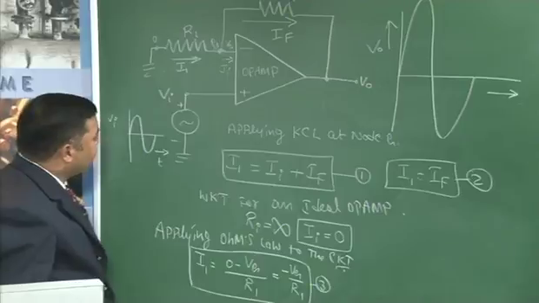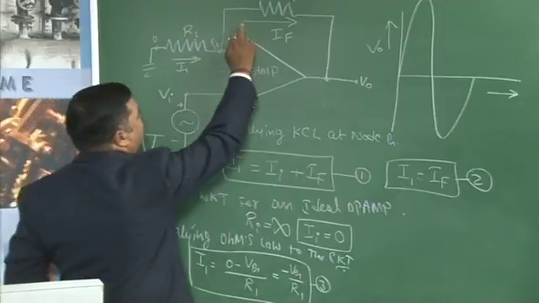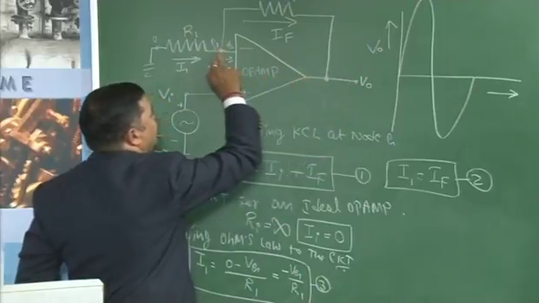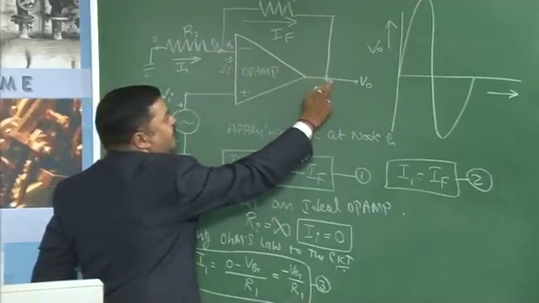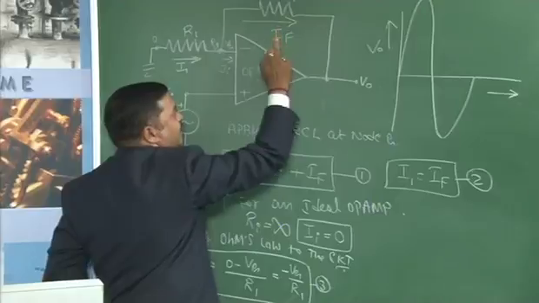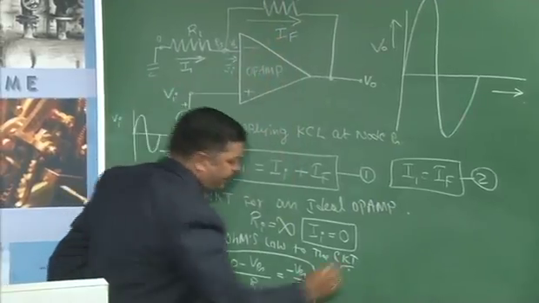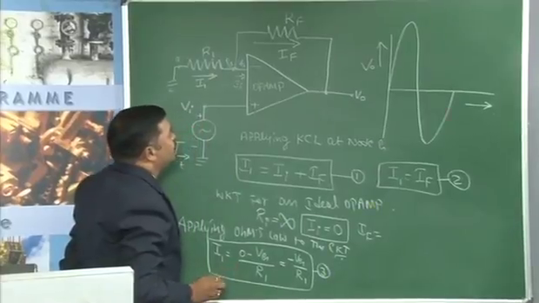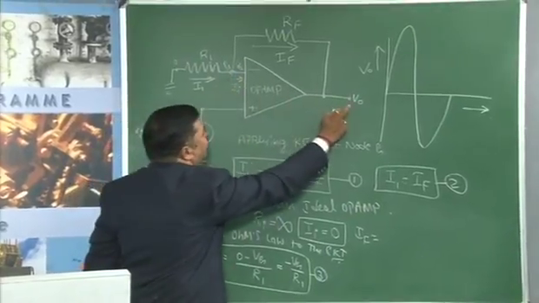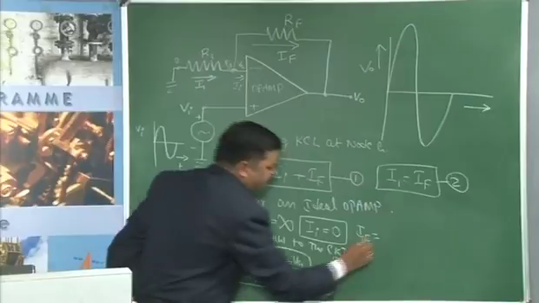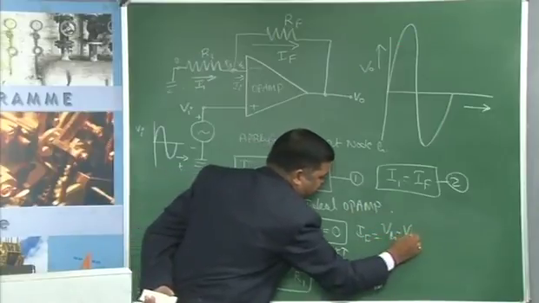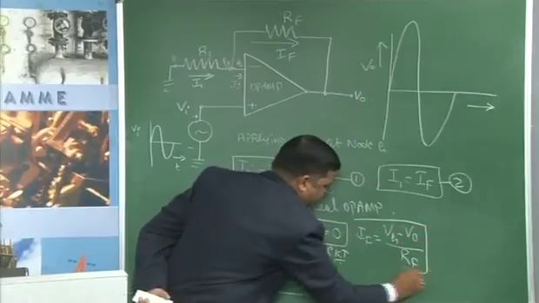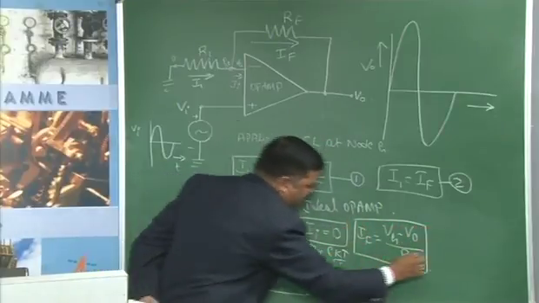Similarly, what is IF? IF, current is leaving the node G and reaching the output. Therefore, this voltage minus this voltage divided by resistance will give me IF. Therefore, IF is equal to Vg minus V naught divided by Rf. Let me call this equation 4.